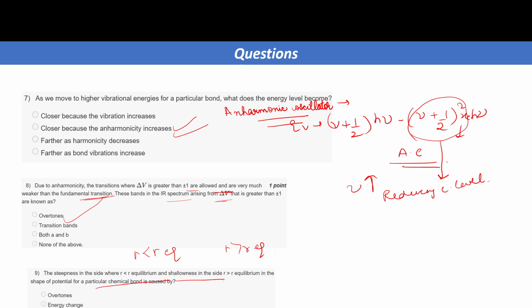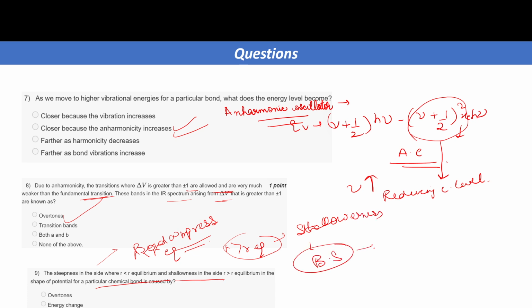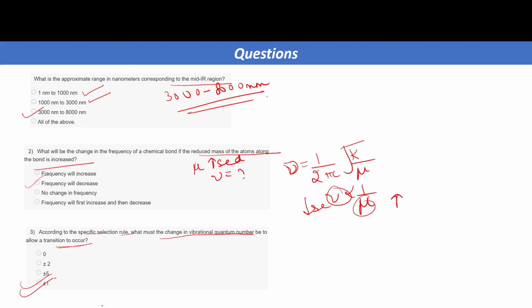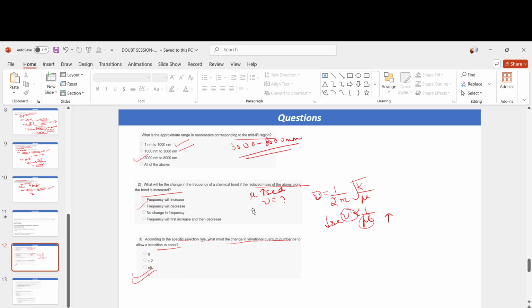So the steepness we observe when the bond is compressed is because strong repulsive forces are there. The shallowness we obtain when the bond is stretched. Why? Because eventually the bond will break, which leads to a shallower increase. Therefore, it is caused by the anharmonicity. So that's all for today.